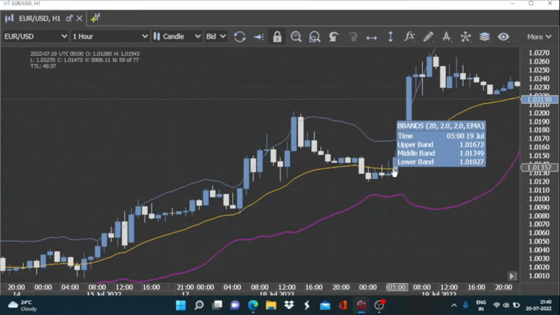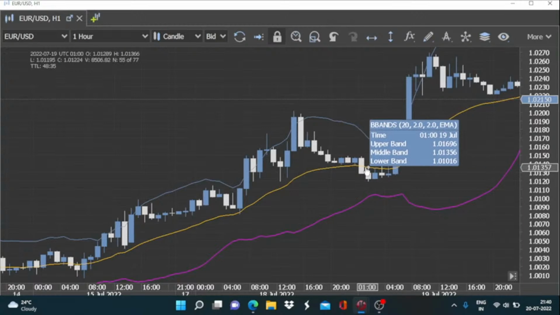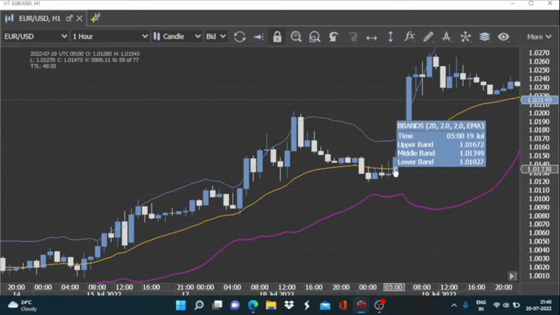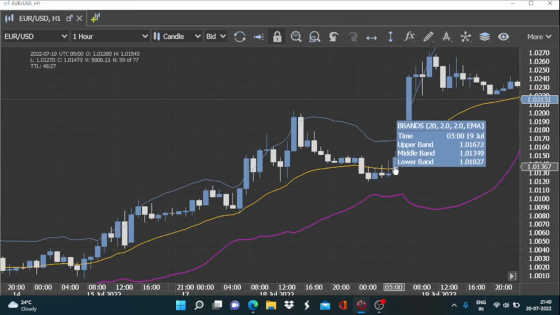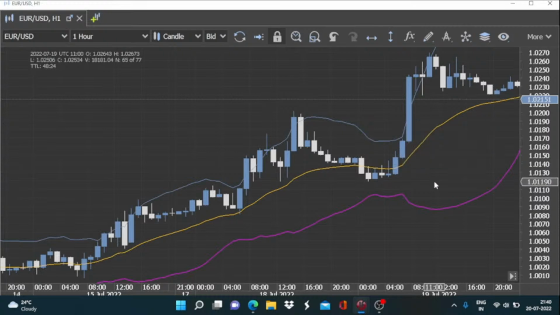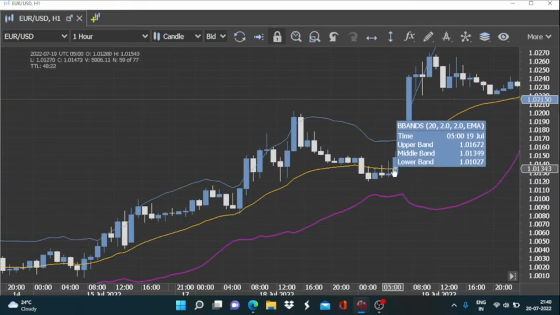And if that is not the case, and if the price action dips and then comes back and again closes above this middle band, and the middle band, that is the EMA or any moving average type, is simply in an increasing tendency, then it is better to look for a buy trade.